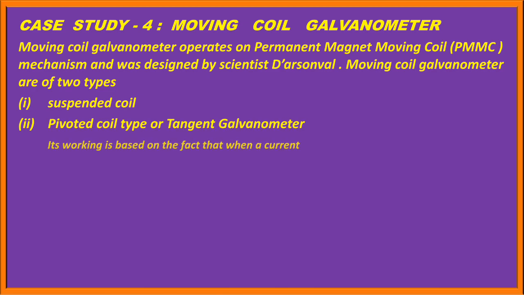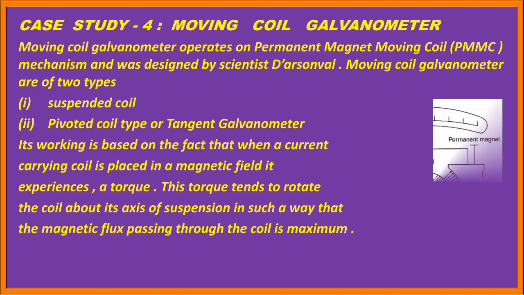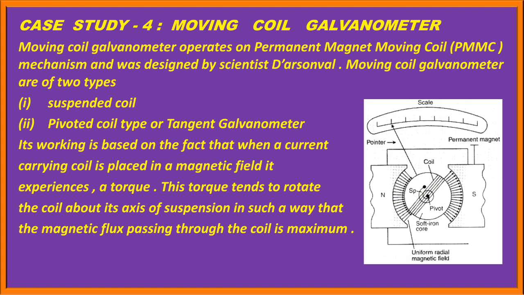Now case study 4, which is based on the moving coil galvanometer. Moving coil galvanometer operates on the permanent magnet moving coil mechanism and was designed by scientist D.R. Sonwell. Moving coil galvanometers are of two types: suspended coil, pivot coil type or tangent galvanometer. Its working is based on the fact that when a current carrying coil is placed in a magnetic field, it experiences a torque. This torque tends to rotate the coil about its axis of suspension in such a way that the magnetic flux passing through the coil is maximum.